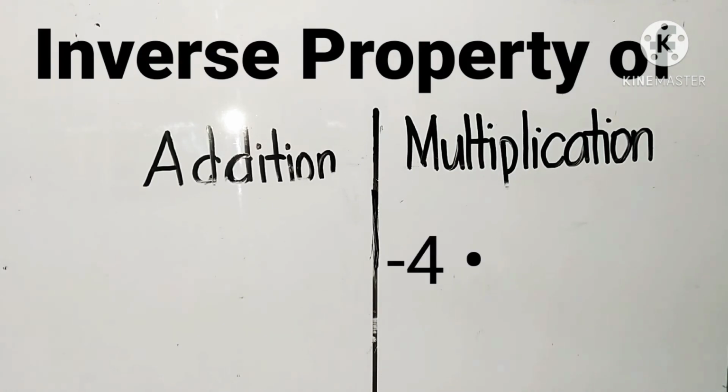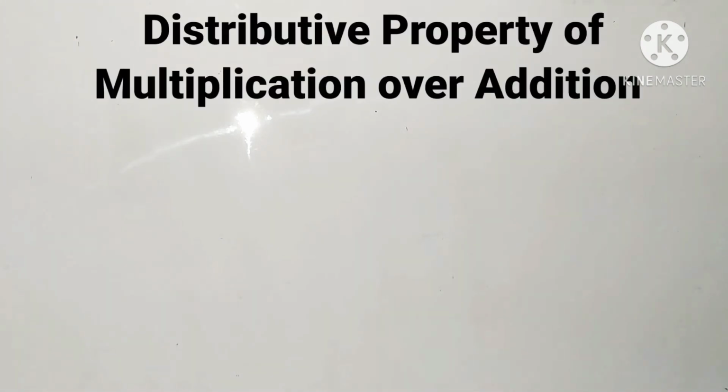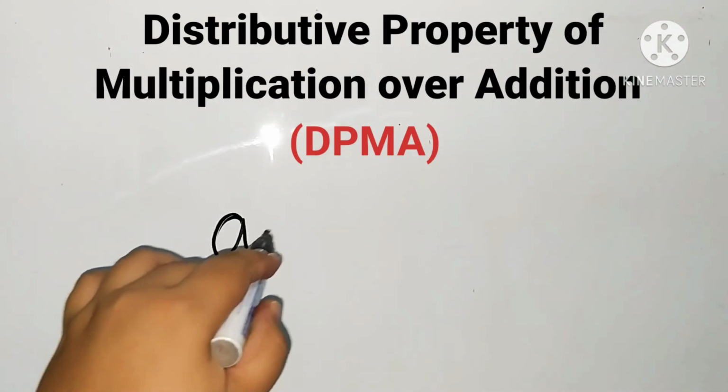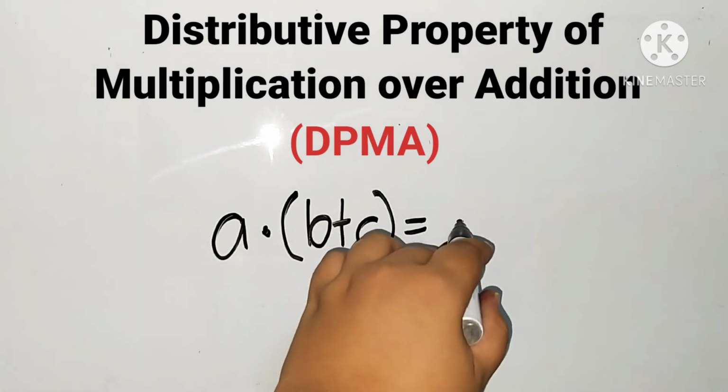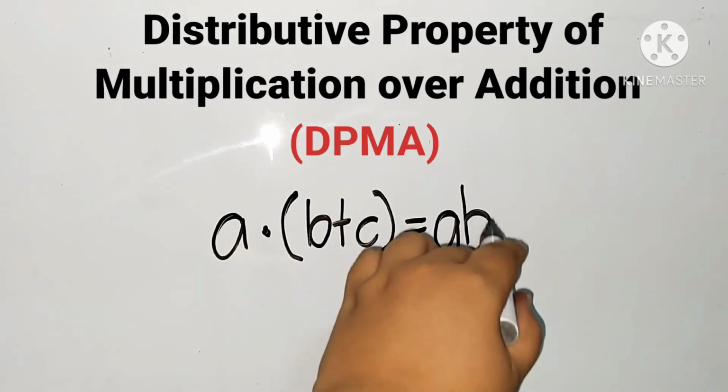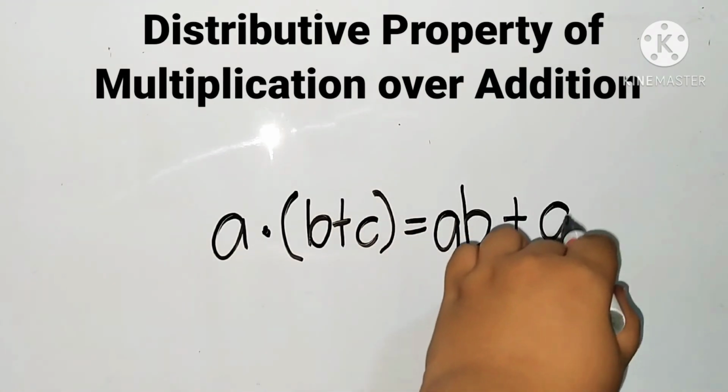The same with negative 4. The multiplicative inverse of negative 4 is negative 1/4. If you multiply negative 4 and negative 1/4, the result is 1. For the last property, we have the distributive property of multiplication over addition, or simply called DPMA. So what you're going to do with this property is multiplication distributes over addition, denoted by a times quantity b plus c is the same as a times b plus a times c.